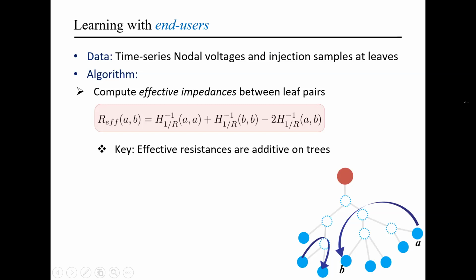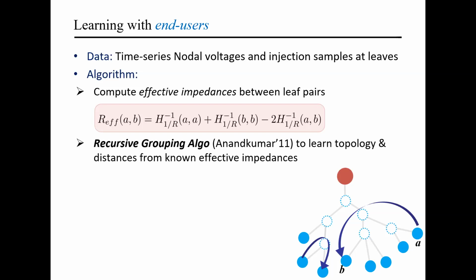Well, it turns out, outside of power grids, there is already a known algorithm called the recursive grouping algorithm by Choi, Tan, Anandkumar, and Alan Willsky, which came a few years back, where they look at general tree topologies, not necessarily with respect to the power grid, under this kind of additive distances, and look at how you learn this tree as well as estimate the distances between nodes.